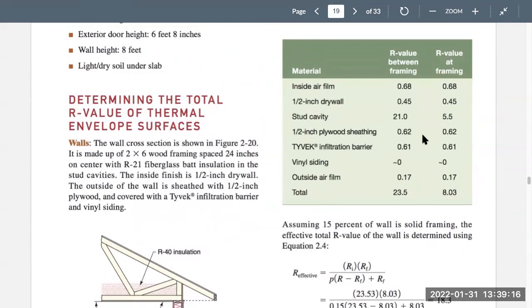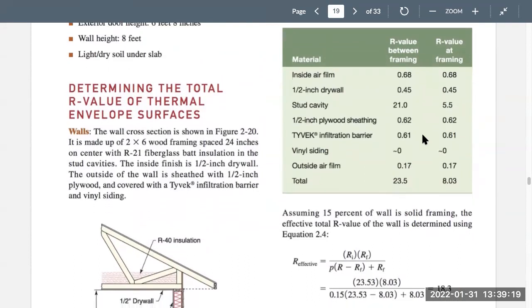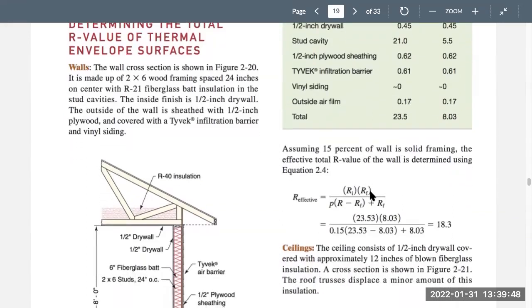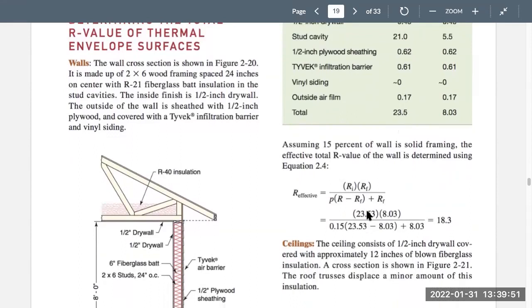But they got that off of a chart. Then they have plywood sheathing, Tyvek, plastic barrier. You see there's no insulation value for vinyl siding. And then this is the outside film for winter. So that's 0.17 from our notes that we saw in Appendix B. All they're doing is adding these up into 2 different numbers, and then they're plugging them into this formula here. So you can see 23.5 goes here, multiplied by 8. And then you see this 0.15.